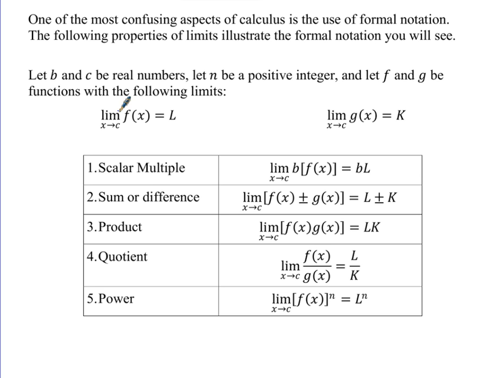So if I have some function here, I evaluate the limit as x approaches c of that function, I get some limit as an answer. Okay? In general. The limit as x approaches that same c of my g of x is equal to some other value k. The important thing here to notice is that it is approaching the same number. x is approaching c in both cases.